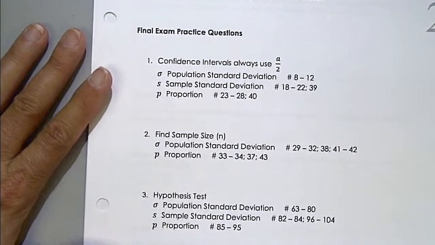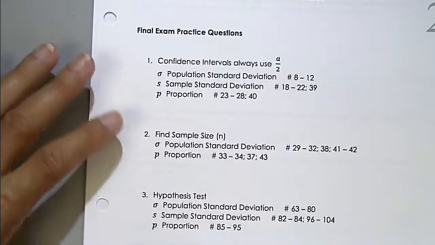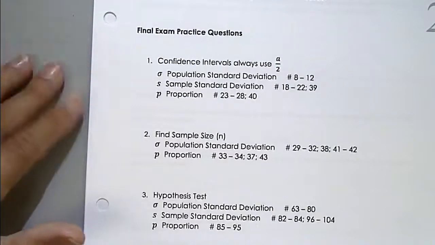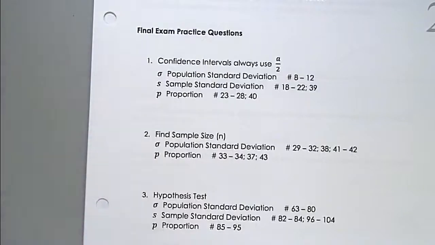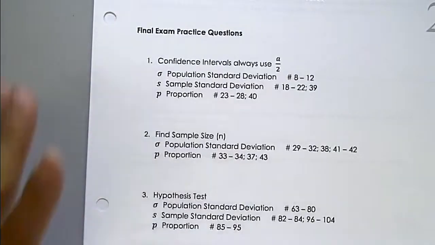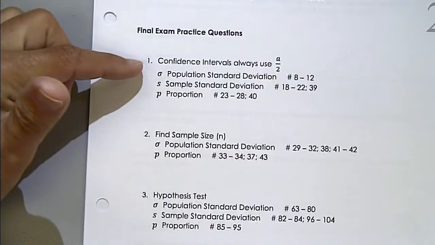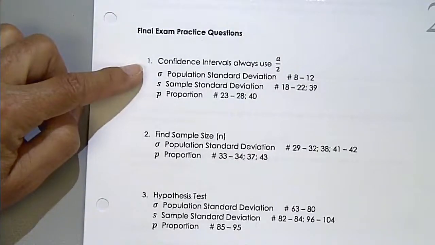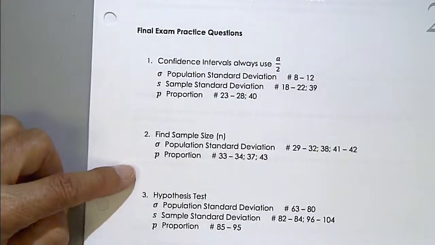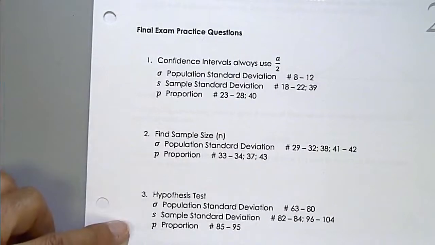I think it's got 101 problems on it, at the very back of your guided notes book, page 104. It's the final exam practice questions, and it's a really good idea to work those problems. When you're looking at these problems, these are confidence interval problems, these are sample size problems, and these are hypothesis test problems.